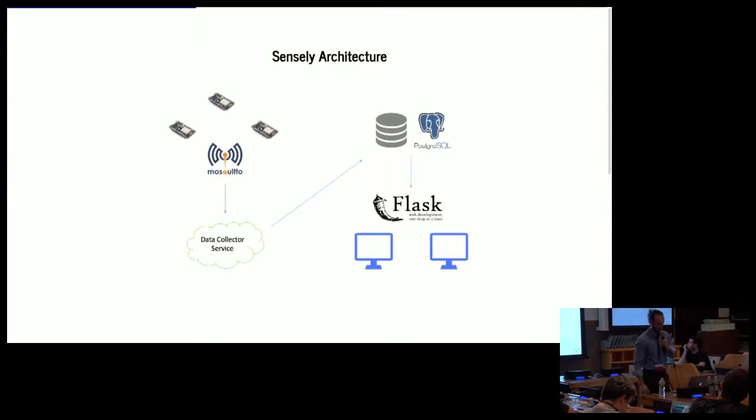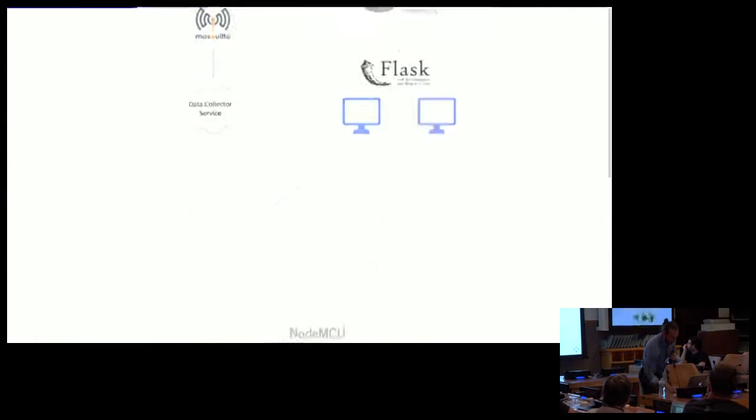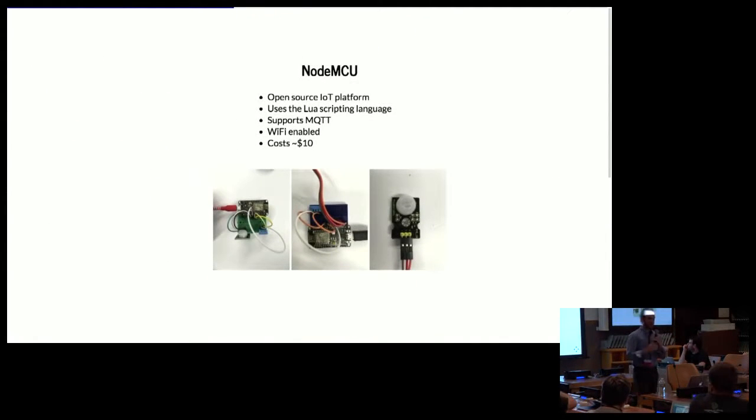So I'll give a bit of background on the hardware component, and then show you some Python code for both MQTT, Postgres, and Flask. So, like I said, the Node MCU is the actual physical computer that we're using. It's an open source IoT platform that uses the Lua scripting language. It's Wi-Fi enabled, supports MQTT, and is extremely, extremely inexpensive.